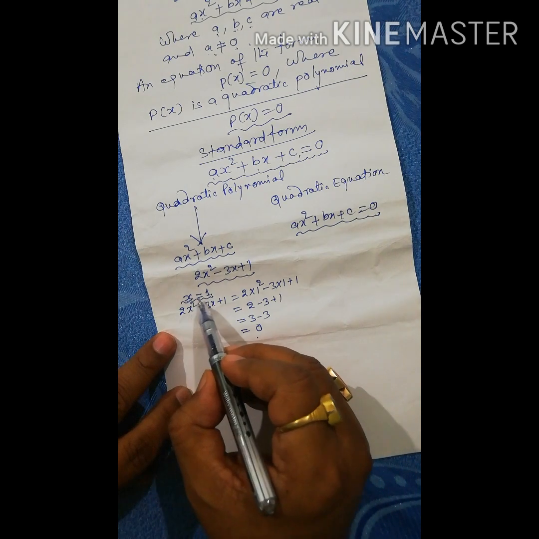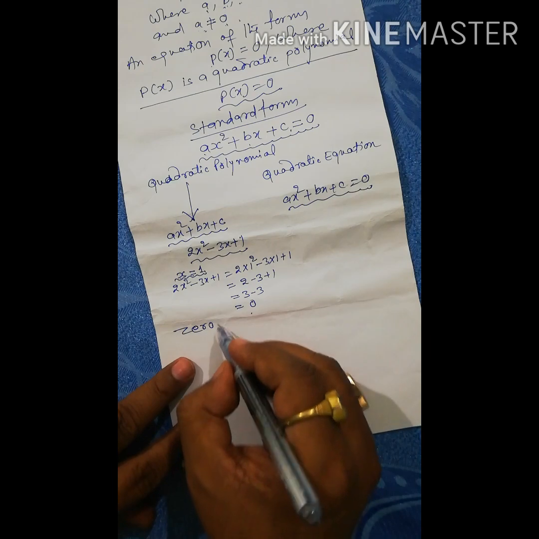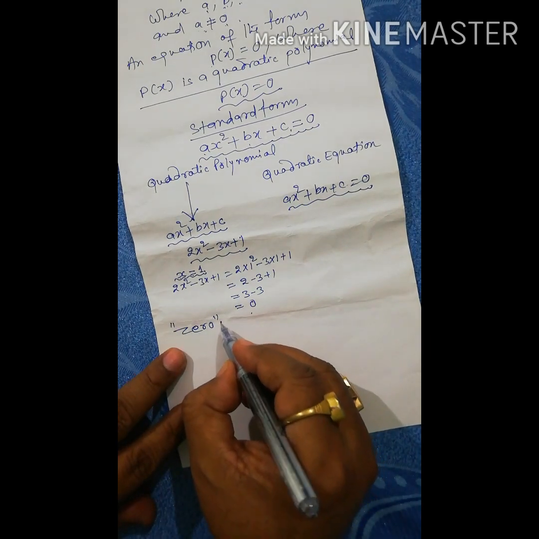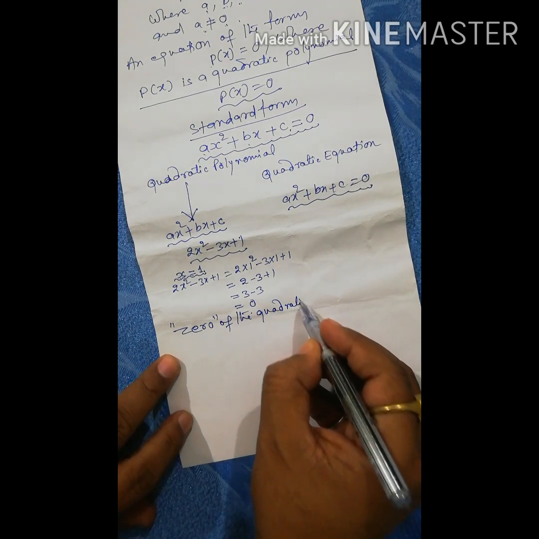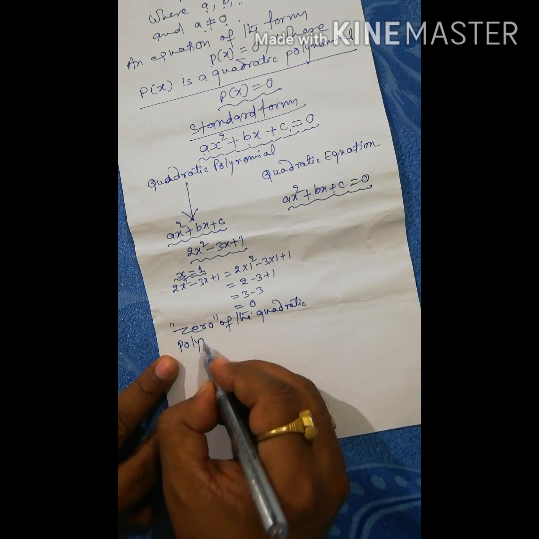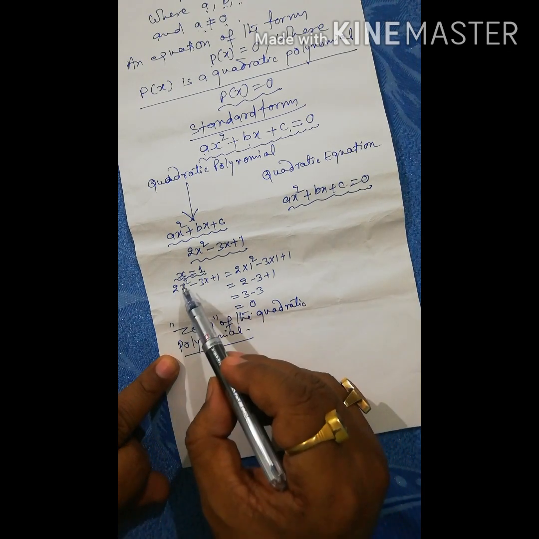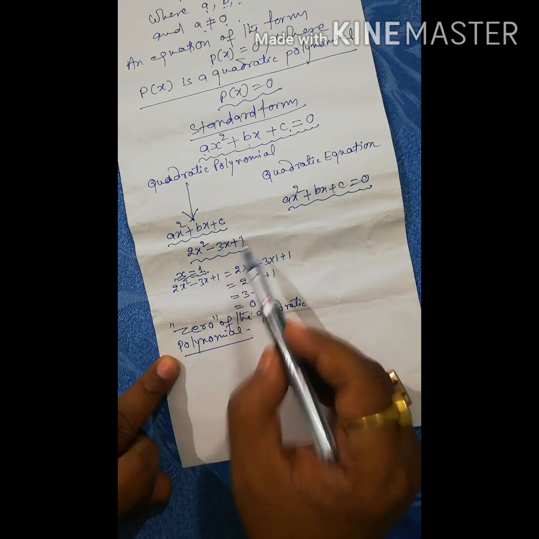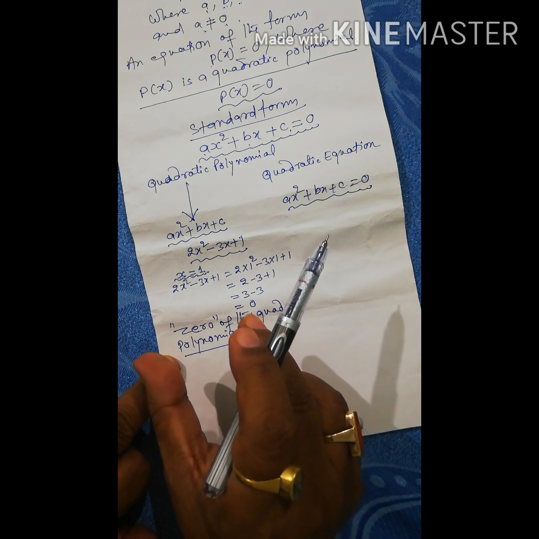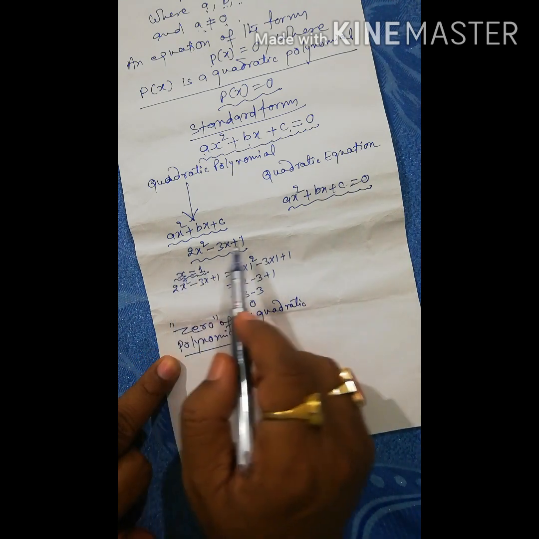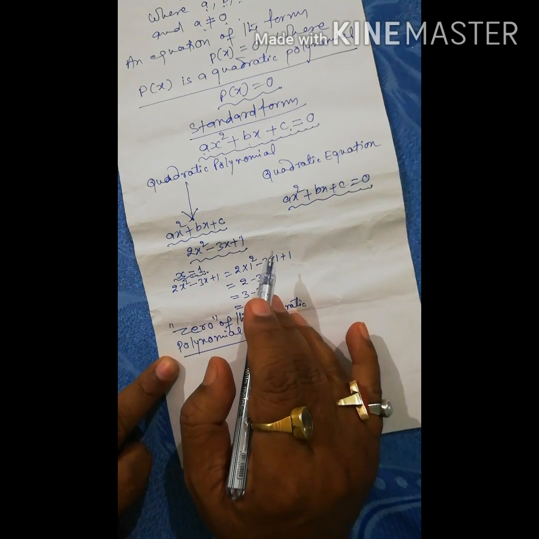And x = 1 is called a zero of the quadratic polynomial. This is known as a zero. x = 1 is the zero of this quadratic polynomial. So we can find zeros of this quadratic polynomial. The value of x which makes the polynomial 0 is called a zero of the polynomial.